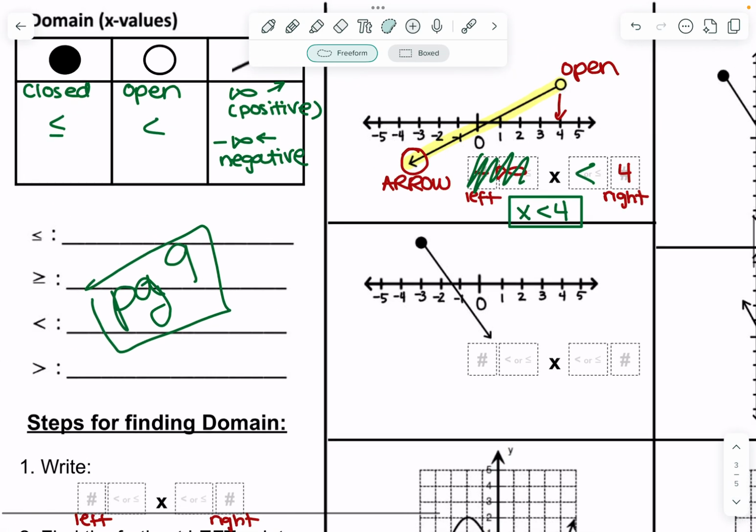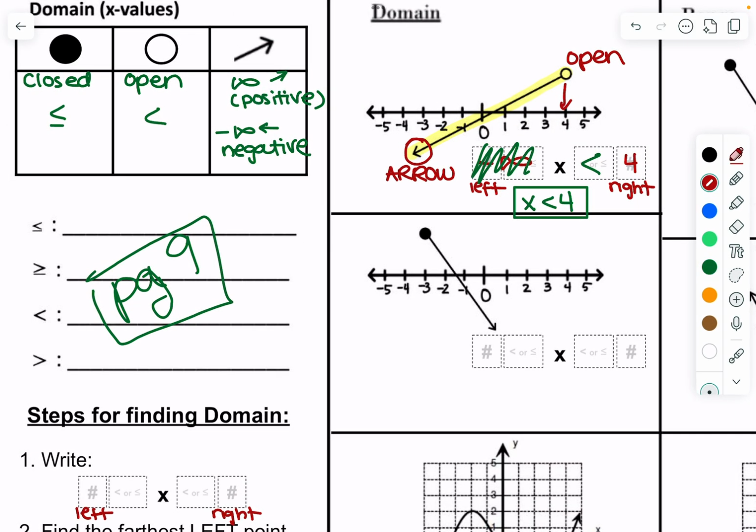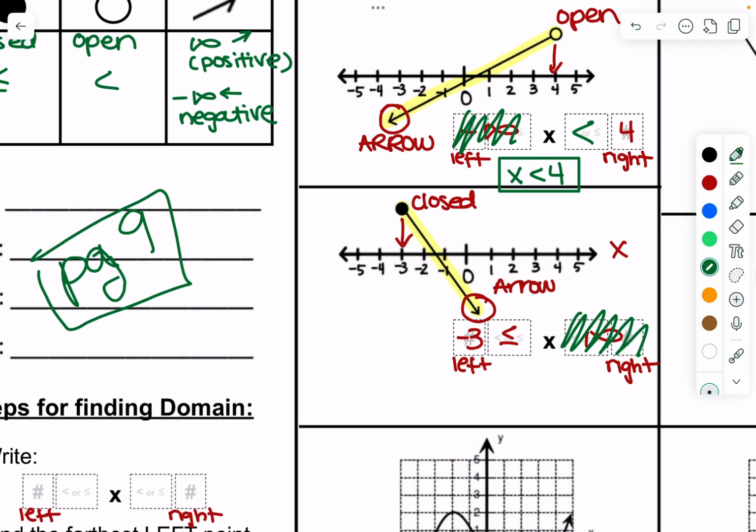Now let's try again. I have my X line. I'm going to highlight my function. Now, remember, we're always going to label our blocks as left and right. My left side is negative 3, and this is a closed point, so it gets a symbol with the line. Now my right side is an arrow. So I know if this is an arrow, then we get infinity. If I have an infinity, I'm just going to delete this side.